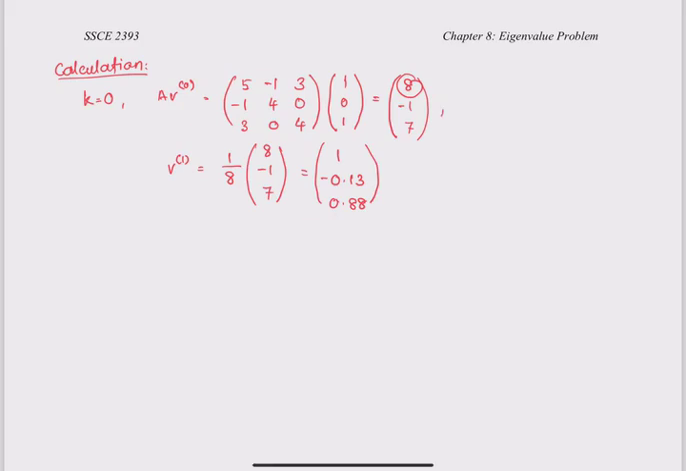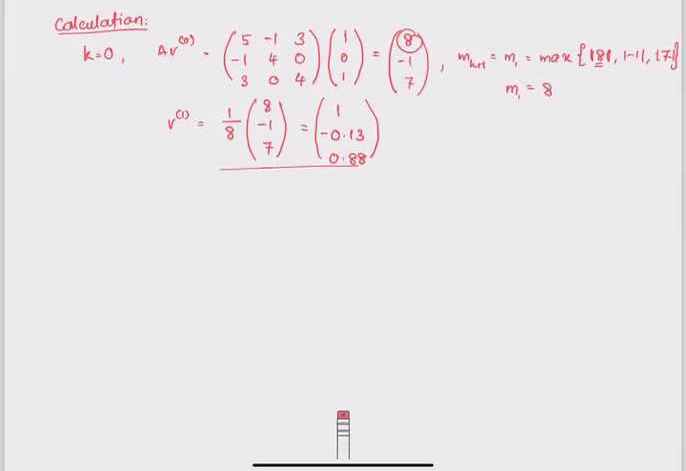Before we calculate the eigenvector here, actually we need to determine our updated eigenvalue m k plus 1, so that m1 is equal to the maximum between absolute 8, absolute negative 1 and absolute 7. Absolute 8 is the maximum, so our m1 is equal to 8, and we have our eigenvector number 1.